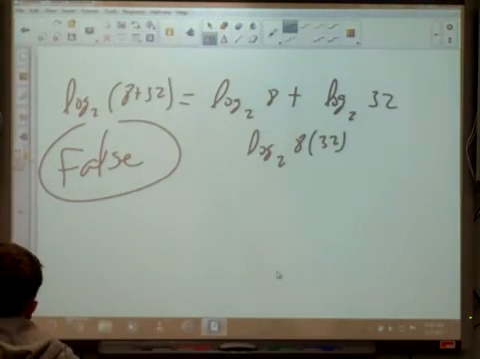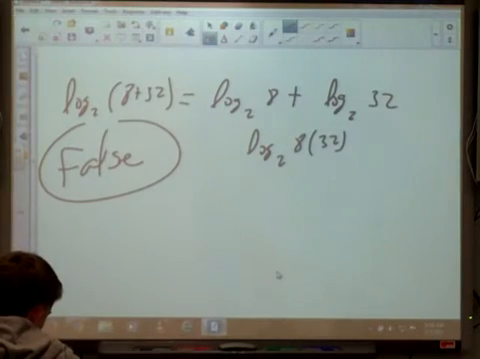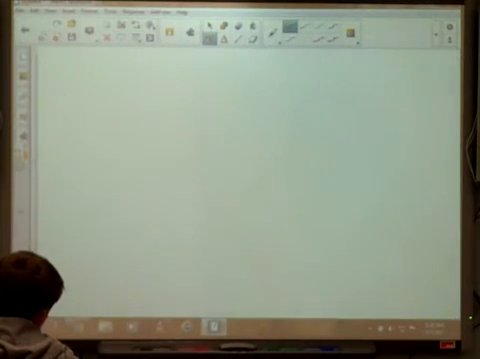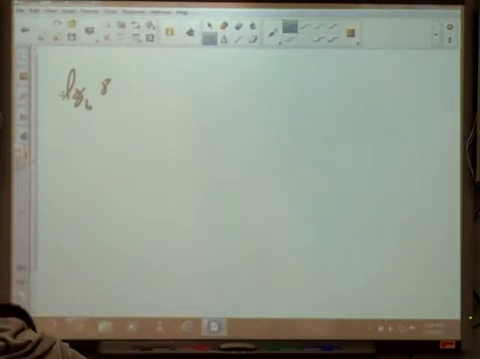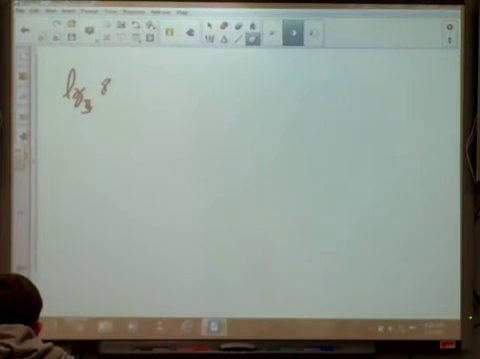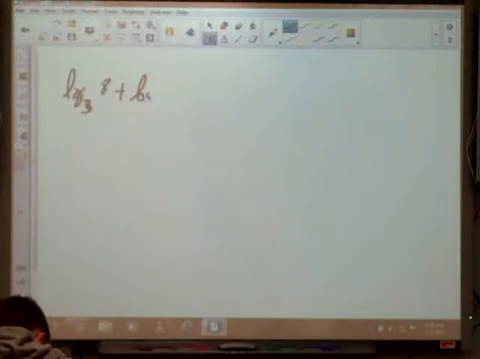Alright, let's do another true false one like that. See if I can find you a hard one. How about log base 3 of 8, I wrote the problem wrong, plus log base 3 of 1/8 is equal to 0.